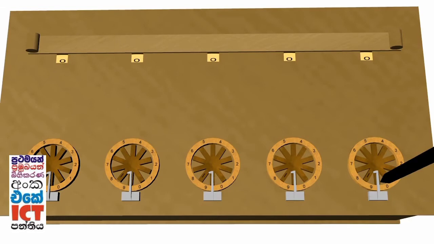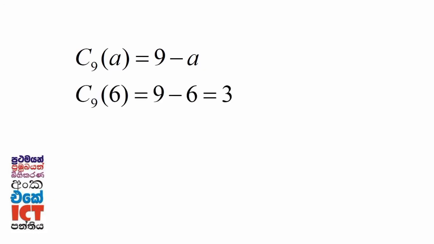You cannot perform subtraction directly on the Pascaline because the input dials only rotate in the clockwise direction. Instead, subtraction is performed indirectly by using a trick known as nines complement arithmetic. The nines complement of any one-digit number is 9 minus that number. For example, the nines complement of 6 is 9 minus 6 equals 3.